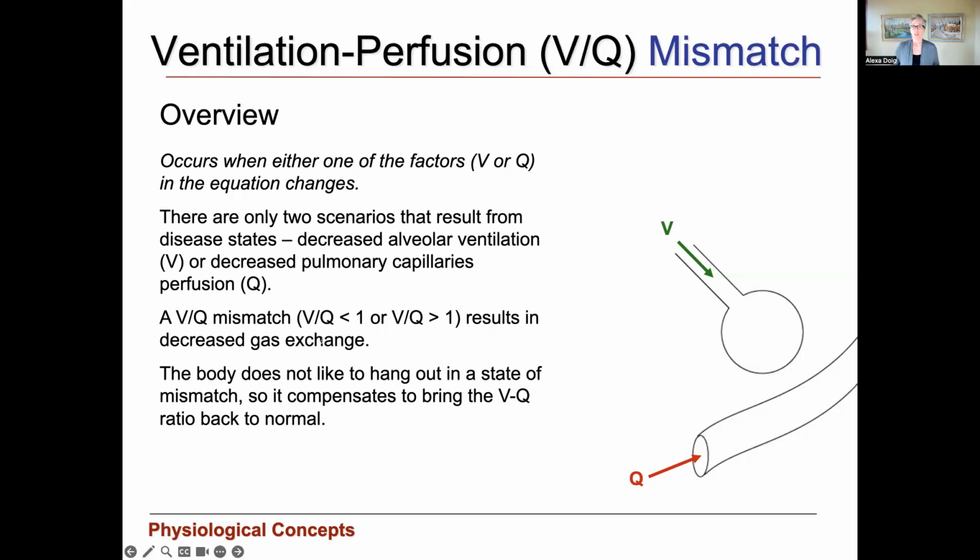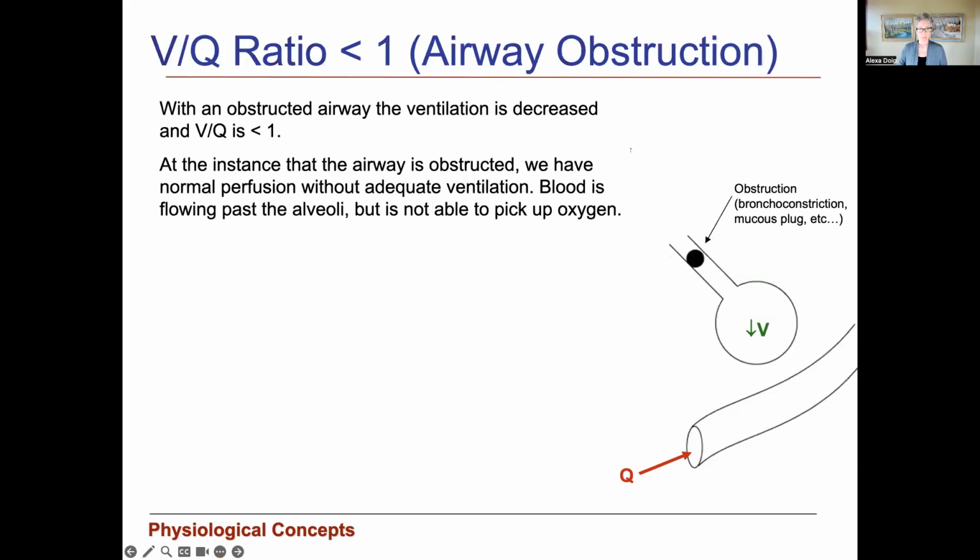So we're going to look at the most common complication or VQ mismatch. And it can be summarized as a VQ ratio less than 1 caused by a low V. Usually that's caused by an airway obstruction of some sort.